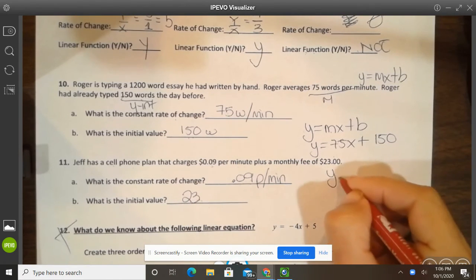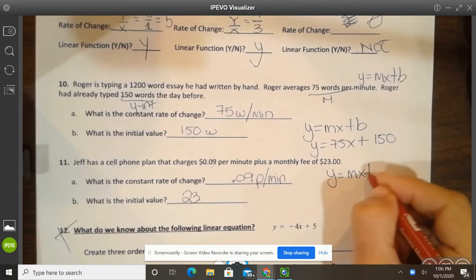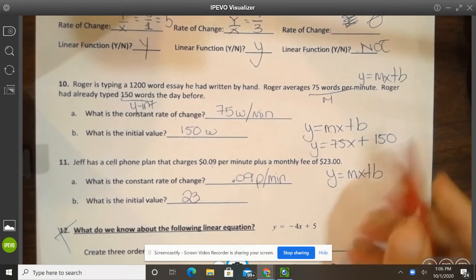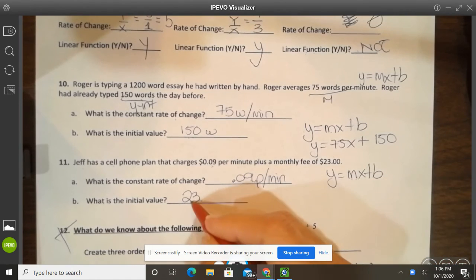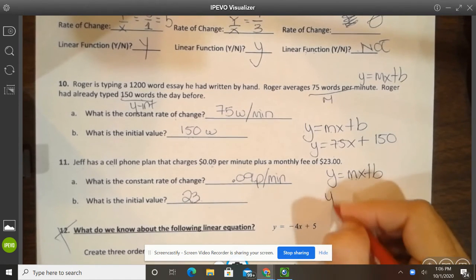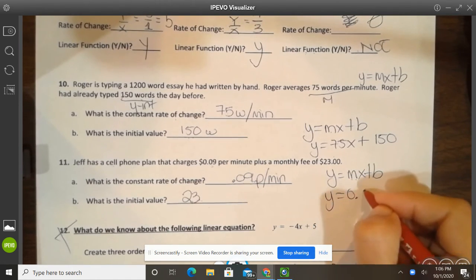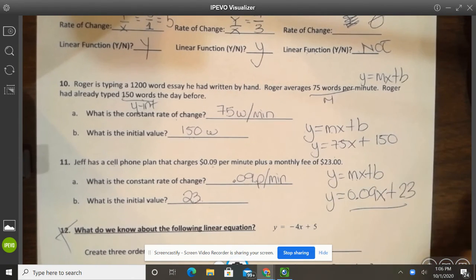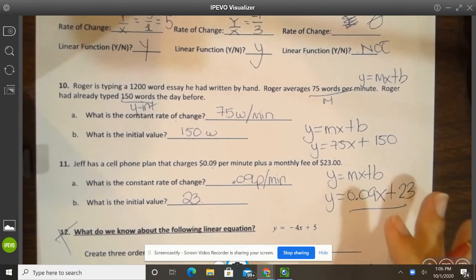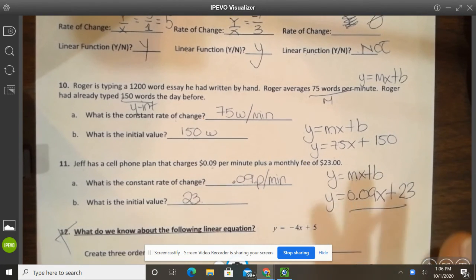So in your y equals mx plus b, your slope is this one, and your b, your y-intercept, is this one. y equals 0.09 times x plus 23. And that's your equation.